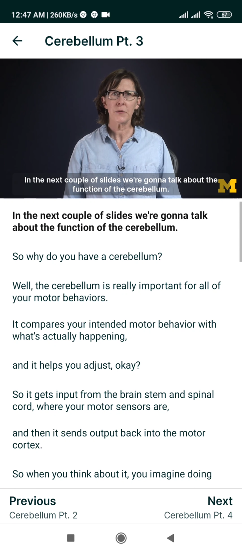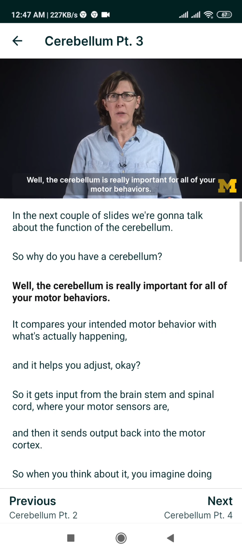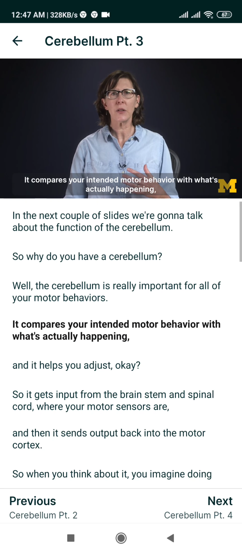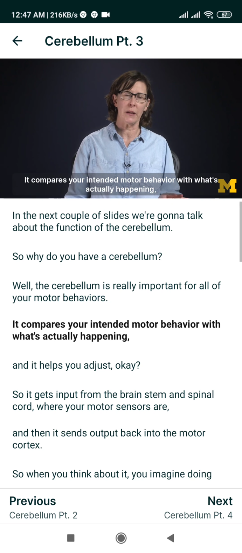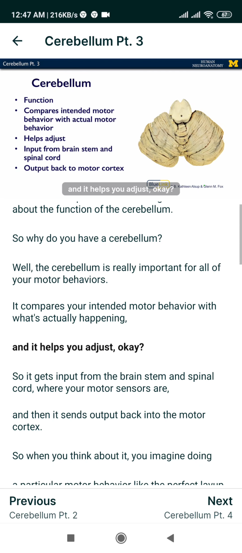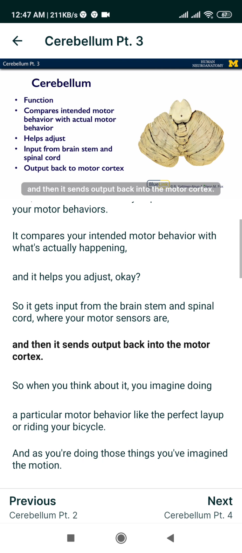In the next couple of slides, we're going to talk about the function of the cerebellum. So why do you have a cerebellum? Well, the cerebellum is really important for all of your motor behaviors. It compares your intended motor behavior with what's actually happening, and it helps you adjust, okay? So it gets input from the brainstem and spinal cord, where your motor centers are, and then it sends output back into the motor cortex.